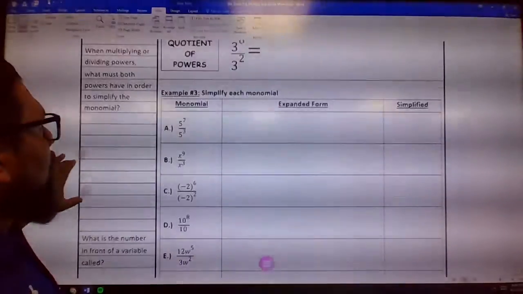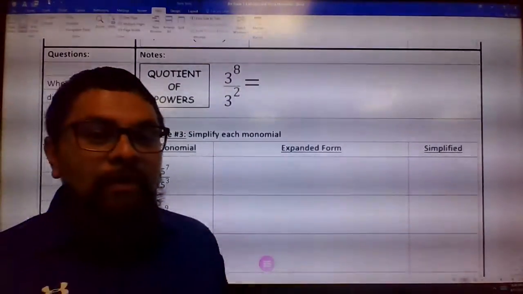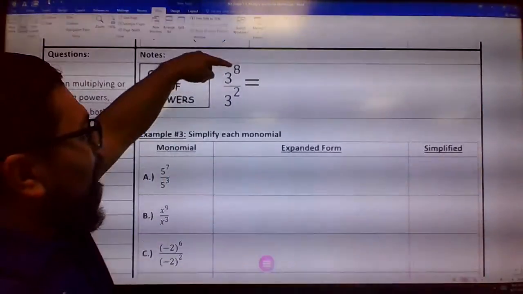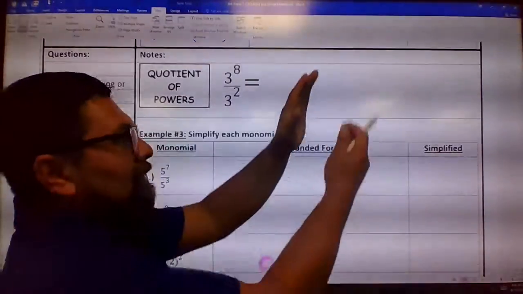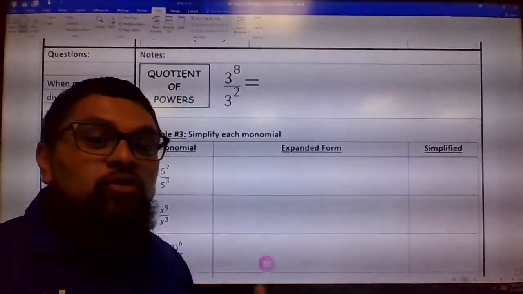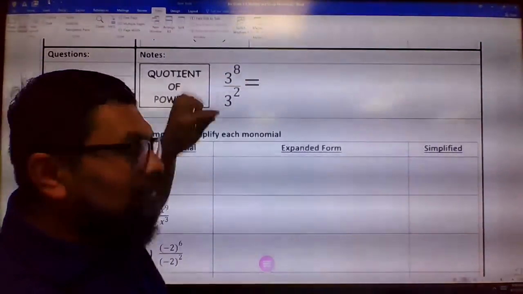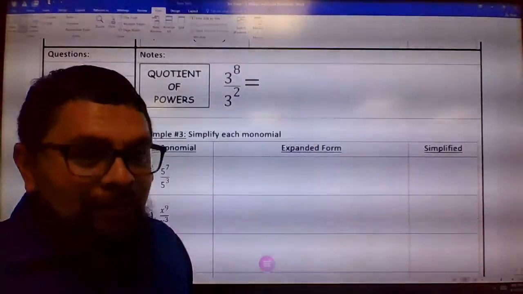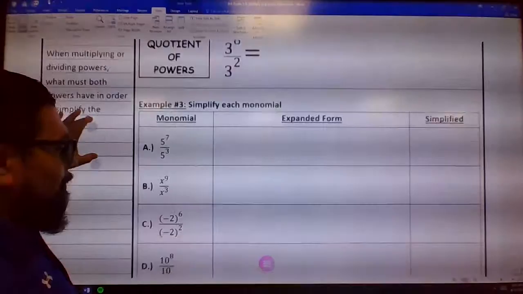All right. Now with quotient of powers, it's different. If you noticed, it's 3 to the 8th and 3 squared, right? You know how we simplified them here? We expanded them, right? Well, the trick is subtract the exponents. So 8 minus 2 is 6. So this was 3 to the 6th also, right?